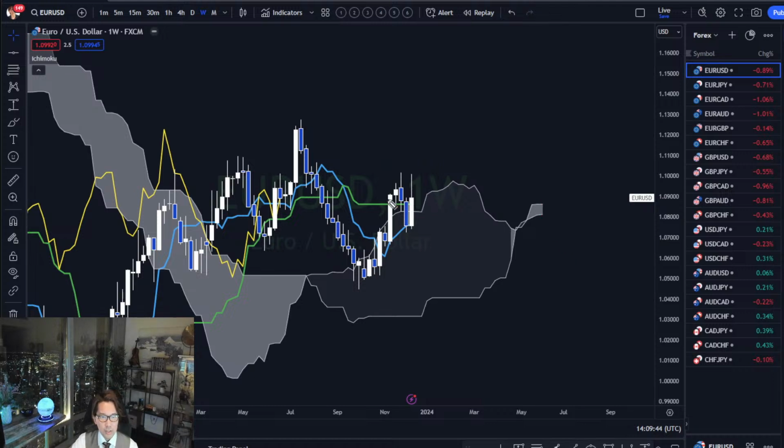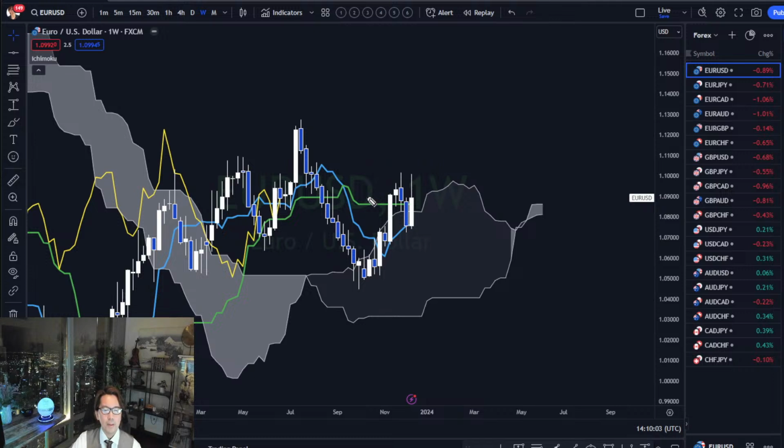Also, the green Kijun Sen is flat. That's another indication of the range. Tenkan Sen below Kijun Sen is also another indication of the range. And the Chikou Span is now touching the candlesticks. That's also another indication of the range.